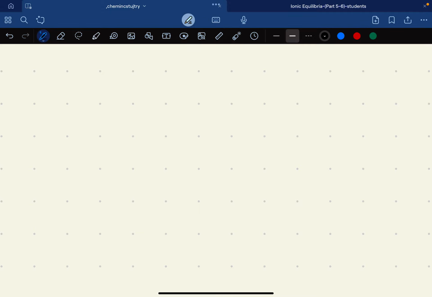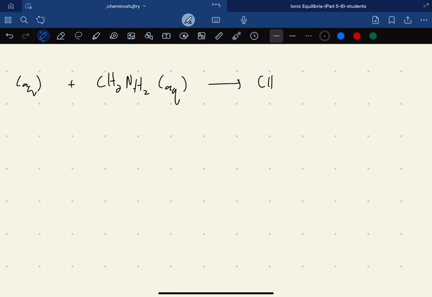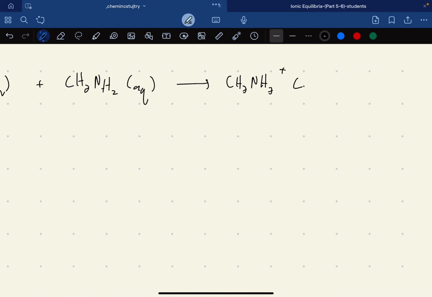Okay, so we have the question: HCl plus, okay, I'll write it properly, CH3NH2, which is methylamine. Methylamine is a weak base. Okay, we get the conjugate acid, which is CH3NH3 plus.